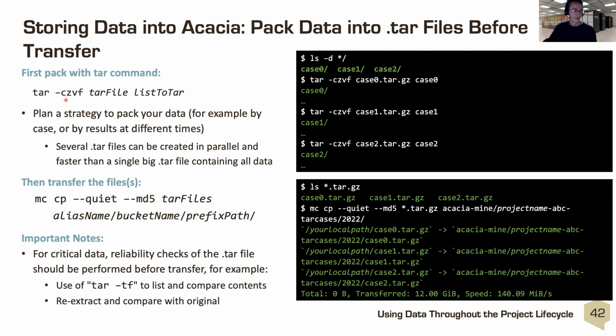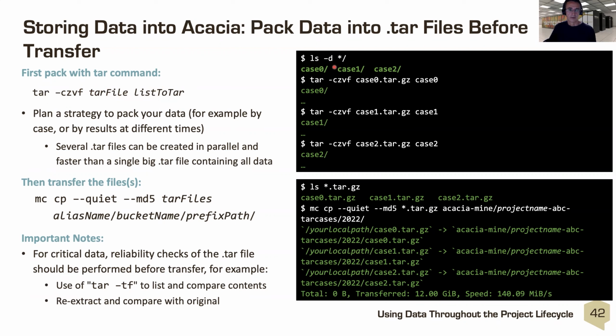Tar, this is create, then compress, show verbosity messages, and then the name of the file that you want to create. So you want to create a file with a specific name, and then after that you put whatever you want to tar into this new tar file.